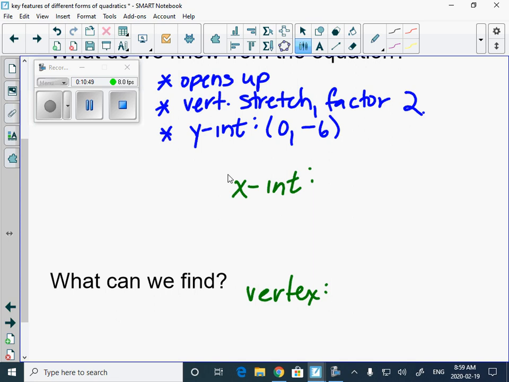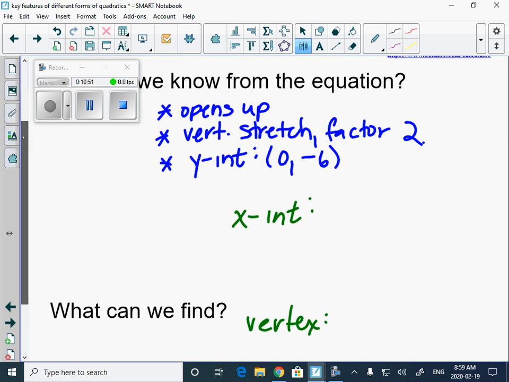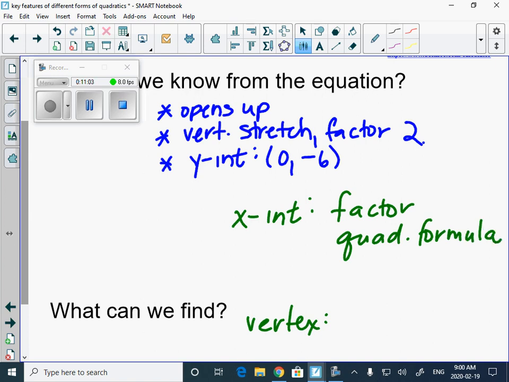To find the x-intercepts, we have two choices. Number one is to factor. The second choice is quadratic formula. We're going to be looking at both of those later on this week. It is findable, but it takes a little bit of algebra to do that. Lastly, the vertex. Can we get the vertex from the equation?